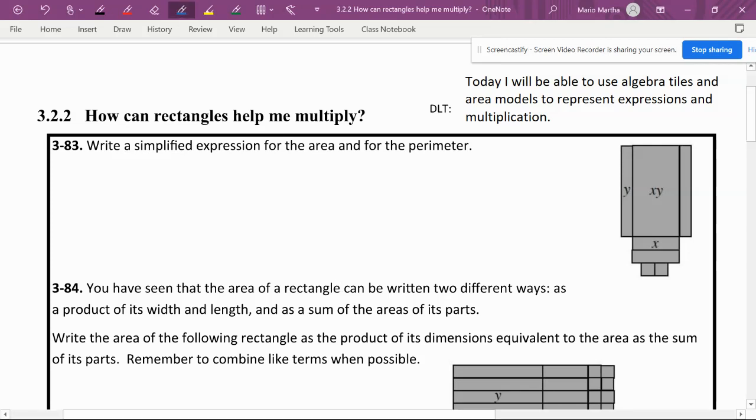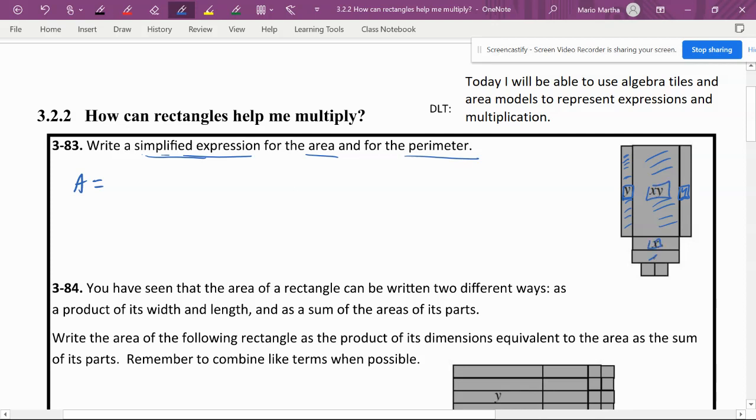All right, so question 383: write a simplified expression for the area and for the perimeter using the figure, right? So what we want to do here is, first, let's figure out the area, which, remember, is pretty much just adding all the interior parts. How much carpet do I need to cover each of these rooms? And then the value inside each of these gives us pretty much the area.